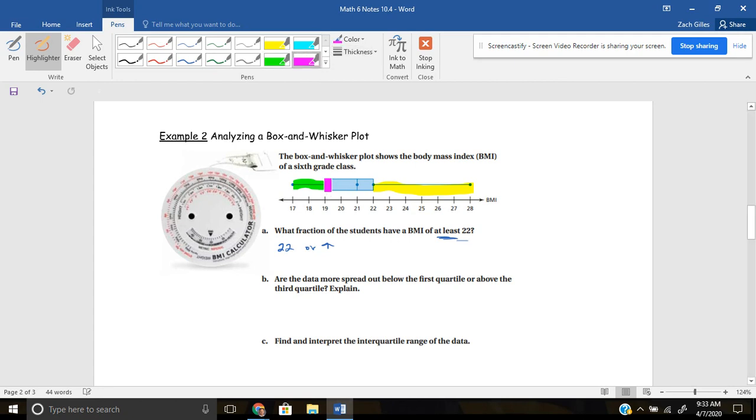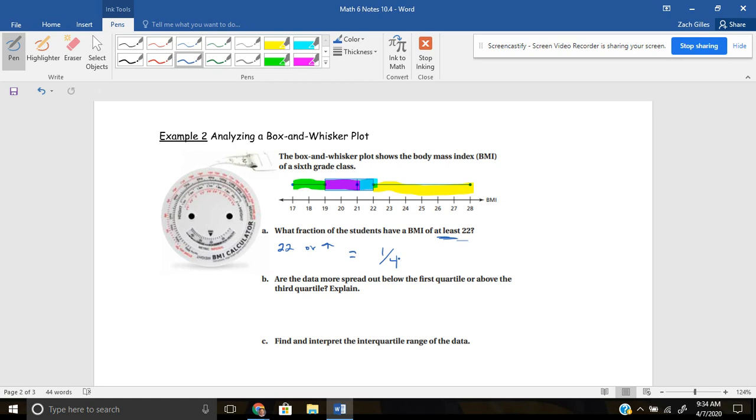Here's the second quarter. And lastly next we have the third quarter and then the fourth quarter. We can break this down into 4 different quarters. So what fraction of our students have a BMI of at least 22? Well, only this last quarter, so that would be 1/4 of our students about have a BMI of at least 22.